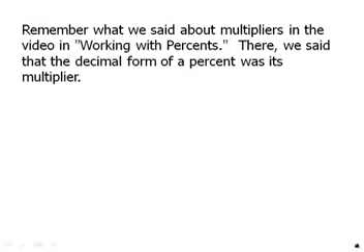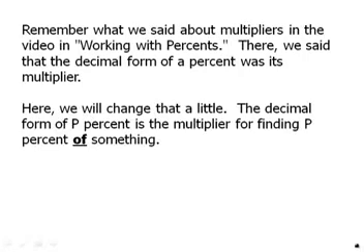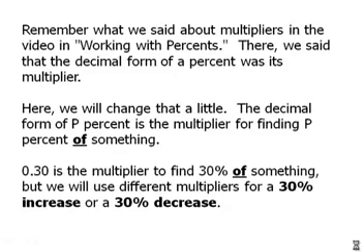Remember what we said, first of all, about multipliers in the video working with percents. There we said that the decimal form of a percent was its multiplier. Here we will change that a little bit. The decimal form of p% is the multiplier for finding p% of something. So if I wanted, for example, 30% of something, I would use the decimal form. 0.30 is the multiplier to find 30% of something, but we will use different multipliers for a 30% increase or a 30% decrease, and that's what we'll be talking about in this particular video.